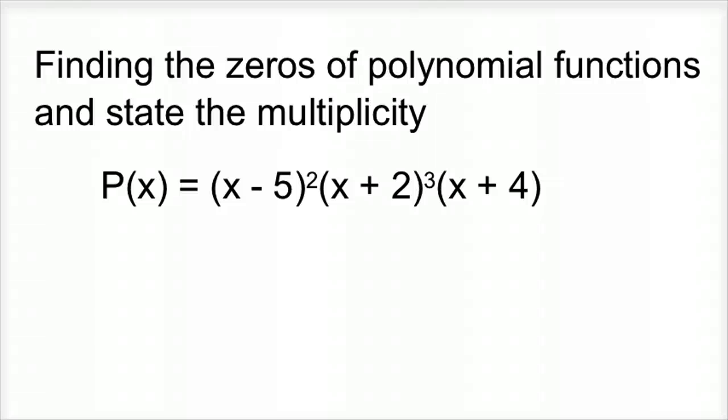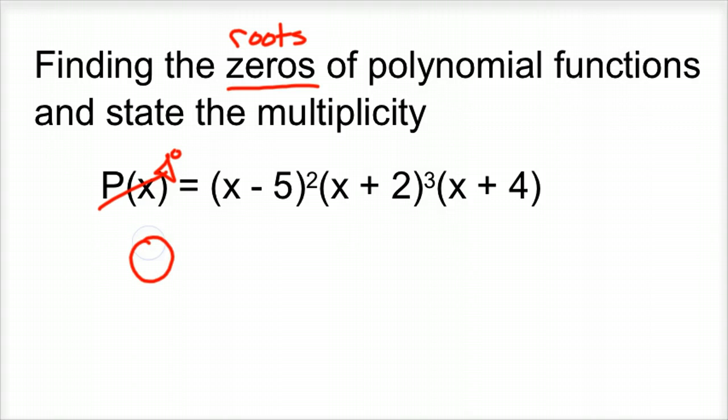We're going to find the zeros of any polynomial function and then state the multiplicity of those particular zeros. To get started, we could look at the graph, and that would give us a better picture of what the word zeros means. Zeros, and I'll use the word roots as well, is basically the solution to setting p of x equal to 0.